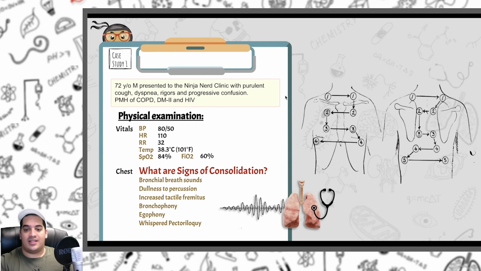When we're percussing, anything that's fluid-filled or pus-filled in this kind of case is going to give a more dull percussion, and it's going to be louder on tactile fremitus too, so they'll have an increased tactile fremitus. They'll also have a positive bronchophony, egophony, and whispered pectoriloquy on their specialized tests. Okay, so that's important as well. So these are all findings that are supportive of consolidation for this patient.